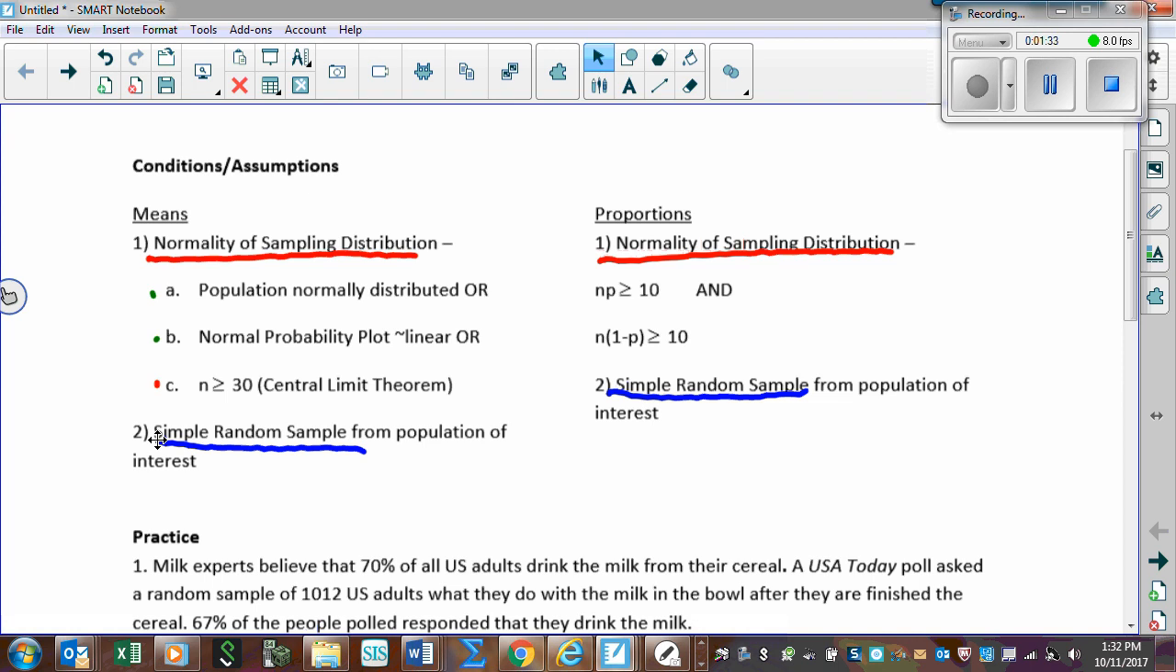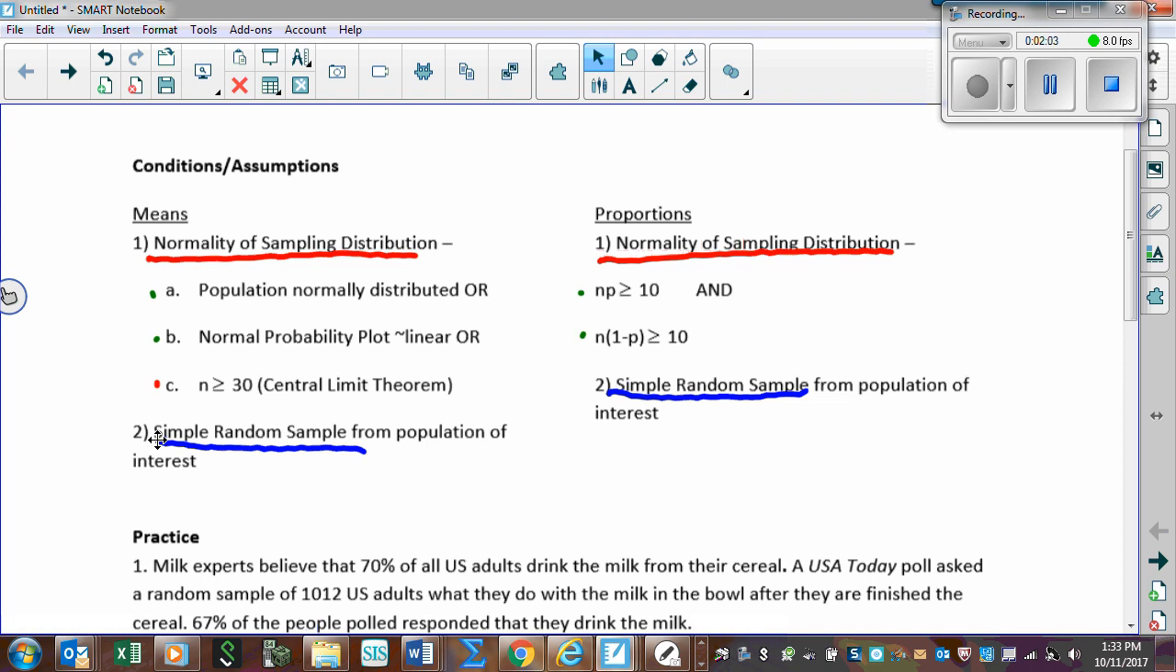And then our second check, simple random sample from the population of interest. For proportions, there's only one check, but there's 2 parts to it. One is that our n times p, our sample size times the proportion of the population, has to be at least 10, and also n times 1 minus p, the proportion of the population that doesn't have the characteristic that we're looking for. They both have to be at least 10. And then again, also a simple random sample or random selection of people in the experiment.